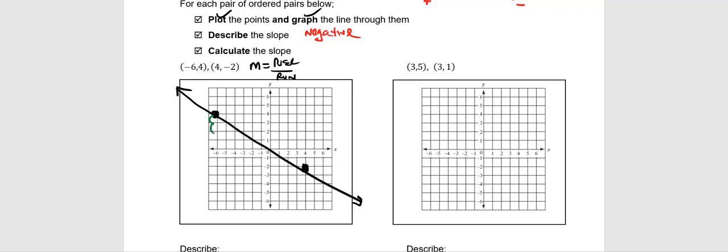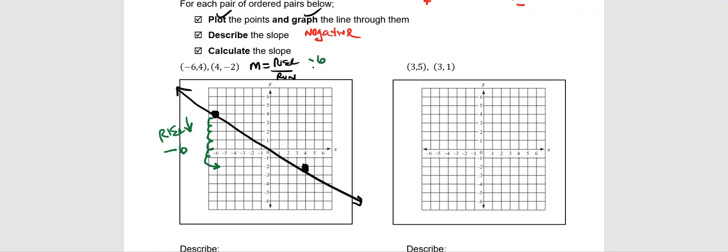Notice 1, 2, 3, 4, 5, 6. Now I stop here because I am now in line horizontally with my other point. 1, 2, 3, 4, 5, 6. And because my rise was in a downward direction, I'm going to treat that as -6.